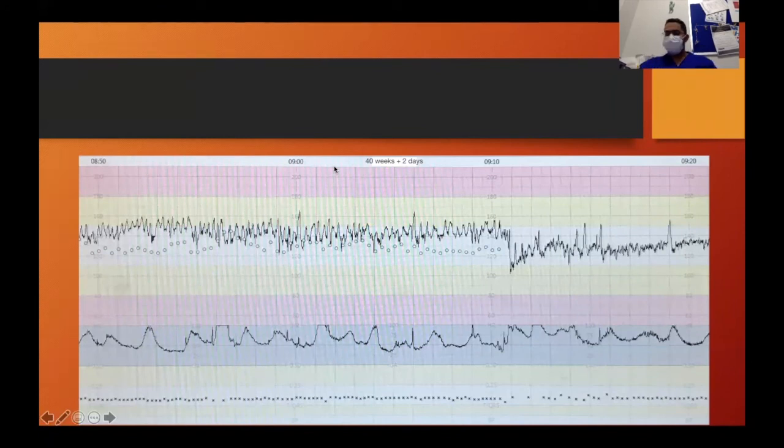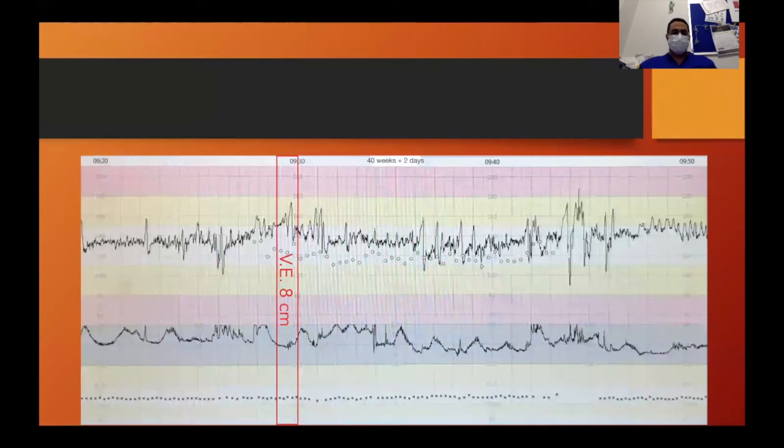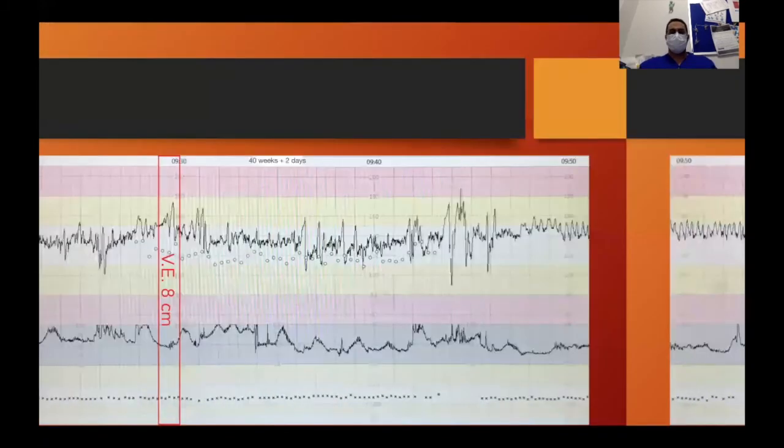I know we're just about reaching the time limit. She's once again 8 centimetres, so she hasn't progressed given that ridiculous number of contractions she's had.